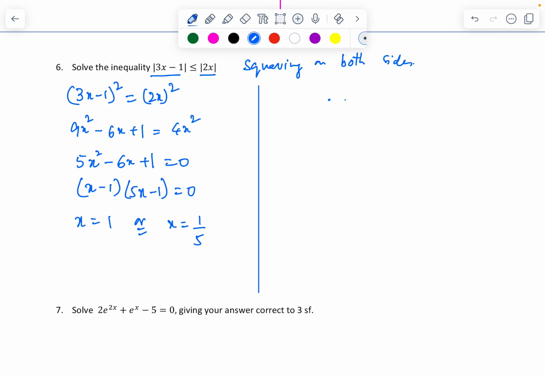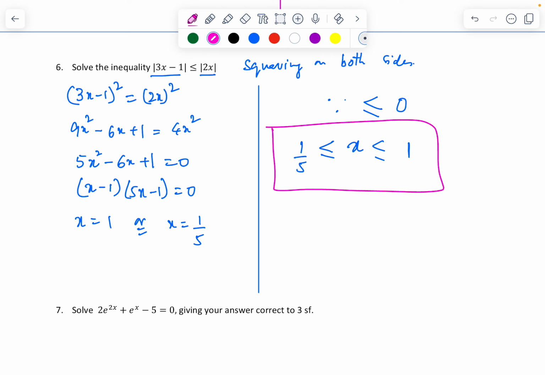Since the inequality is less than or equal to 0, I'm going to write it in the form of the range: x lies between 1 over 5 and 1. So this is our answer.